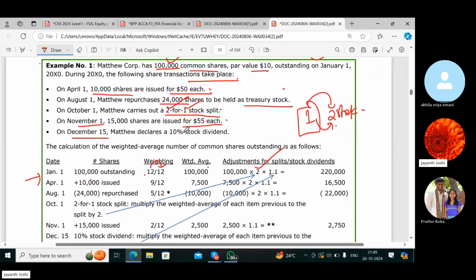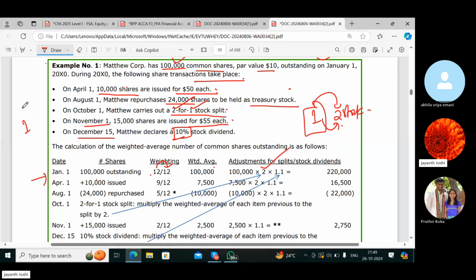And stock dividend, they have declared 10% on December 15. So this also we need to give adjustment. Stock dividend is nothing but for every one share, they're going to give you 10% of the stock. For every one share, if they are giving 10% of that, that means for 1 rupee, it's like 10 paisa. For $1, it's like 10 cents. So it will become 1.10. So that stock dividend also we are giving the treatment here, and then it becomes 2,20,000.